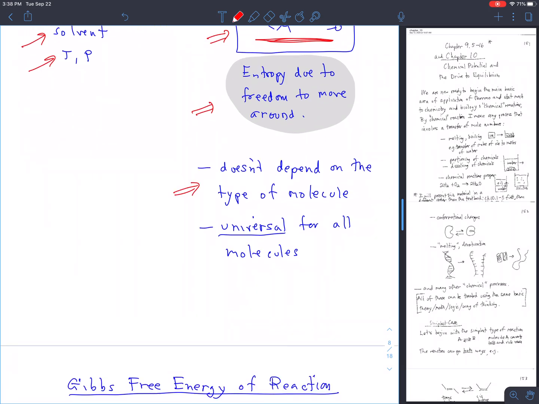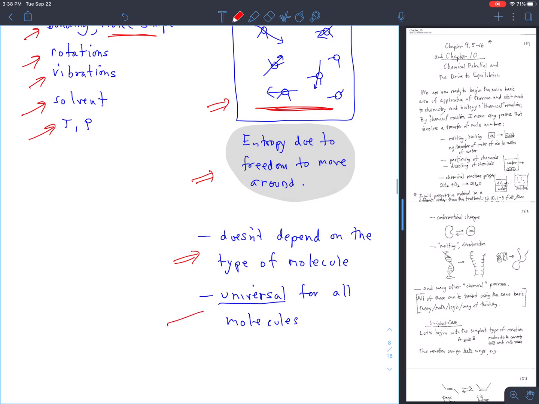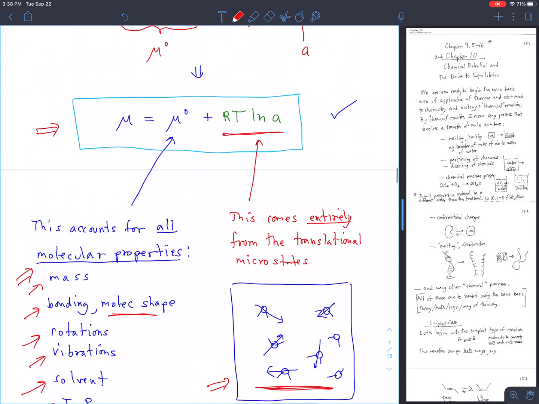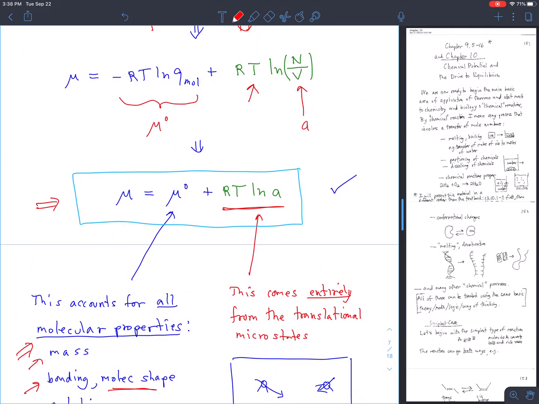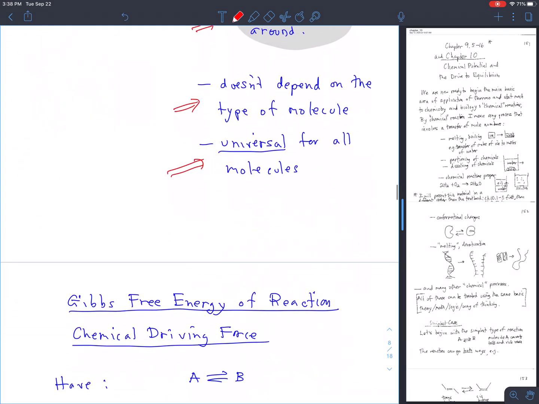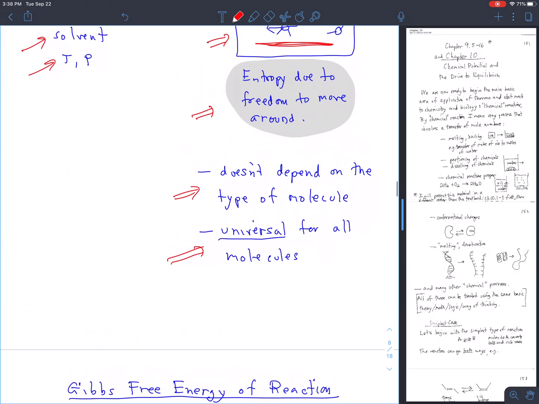This term doesn't depend on what type of molecule. It's universal for all molecules. Even when I start changing the nature of the molecules, the front term changes, but the second term, the back term, always stays the same. All right. And with that, I think we'll stop and we'll pick up the next topic in the next lecture.